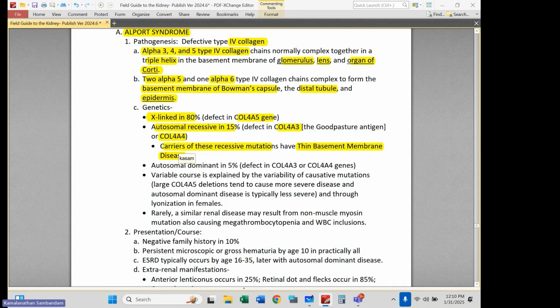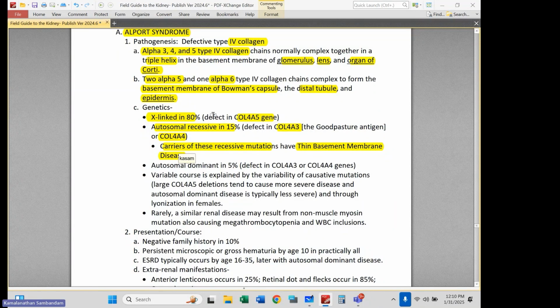Okay. What is thin basement membrane disease? Typically, not always, a fairly benign condition characterized by recurrent either gross hematuria or microscopic hematuria. Okay, but generally good renal prognosis.